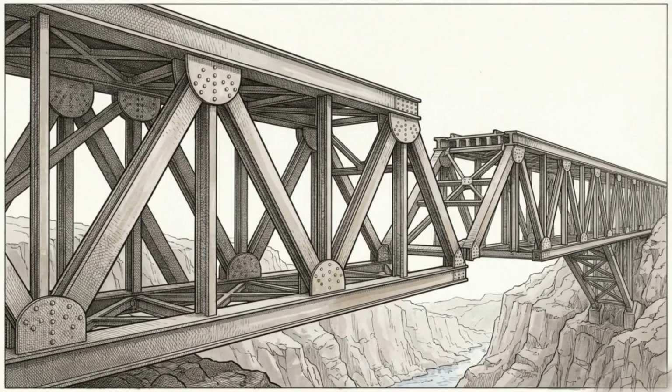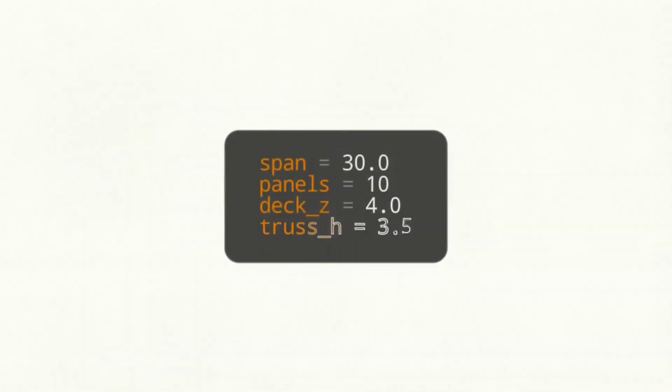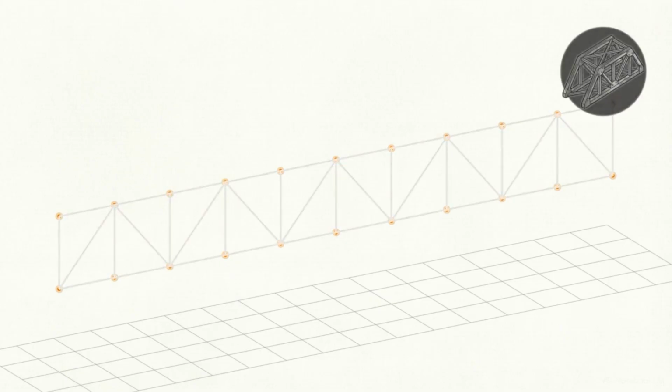We can scale the same baseline logic to generate complex structural geometry, like a truss bridge. We define structural rules upfront using a parameter block, establishing variables for span, panels, deck elevation, and height. Using these, the script calculates spatial coordinates for the bridge nodes. Looping logic then connects these coordinates, generating lower chords, upper chords, and vertical members automatically.